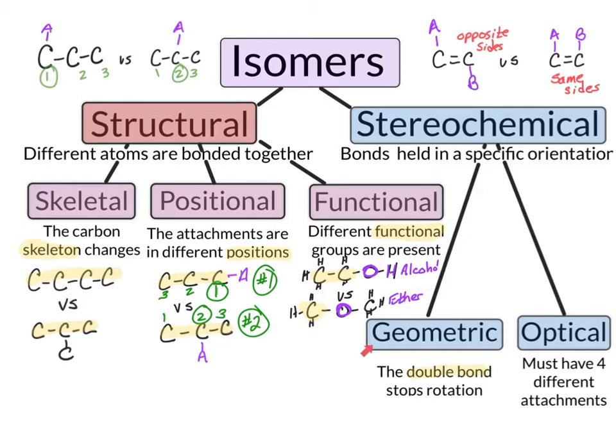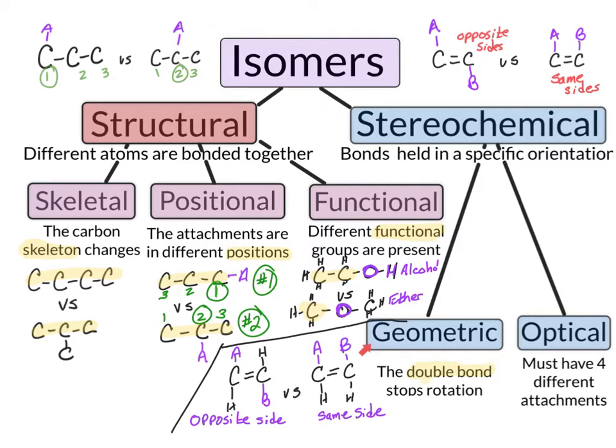The geometric isomers are the ones that have a double bond in them. They must have a double bond present, and they can either be cis or trans. We'll talk more about that later. The double bond has to be in the same position as it originally was, but we're going to have two things either facing up or down. Remember, in the stereochemical ones, these are held in a certain way, and they can't rotate out of that position.